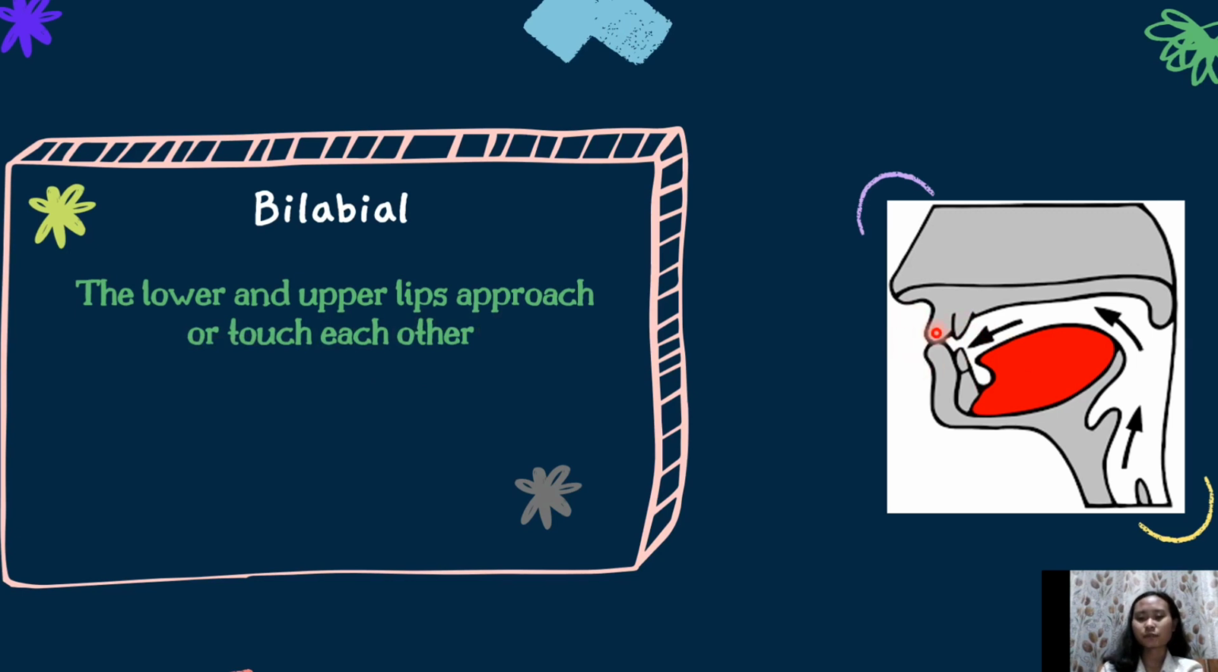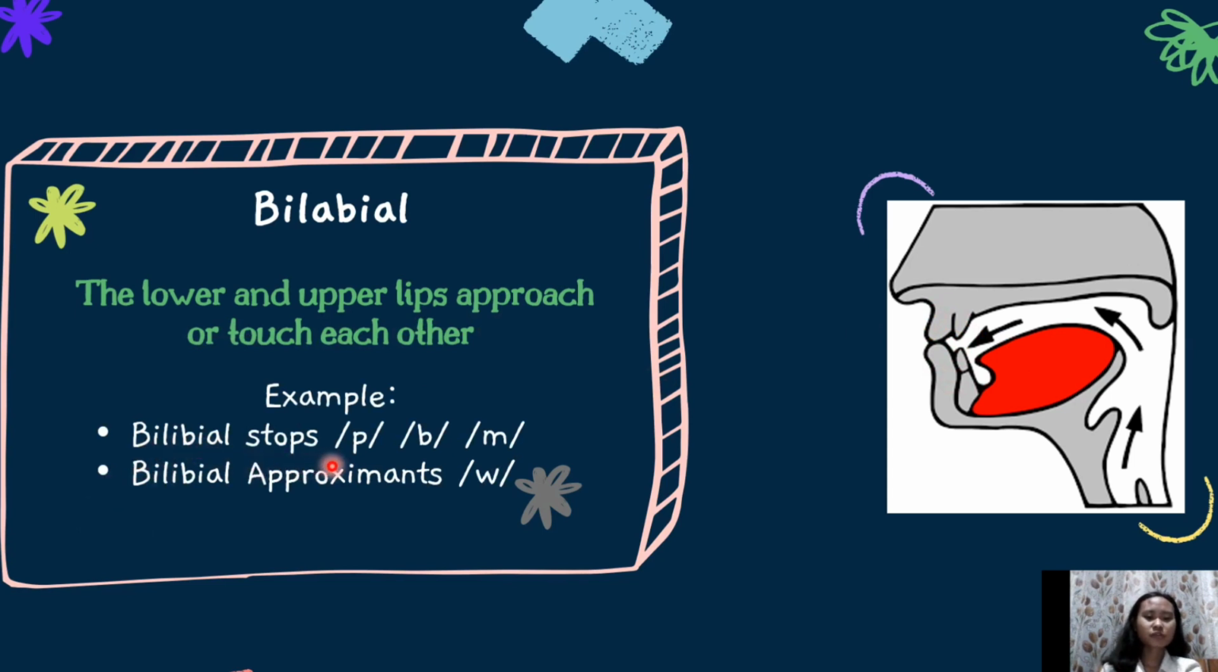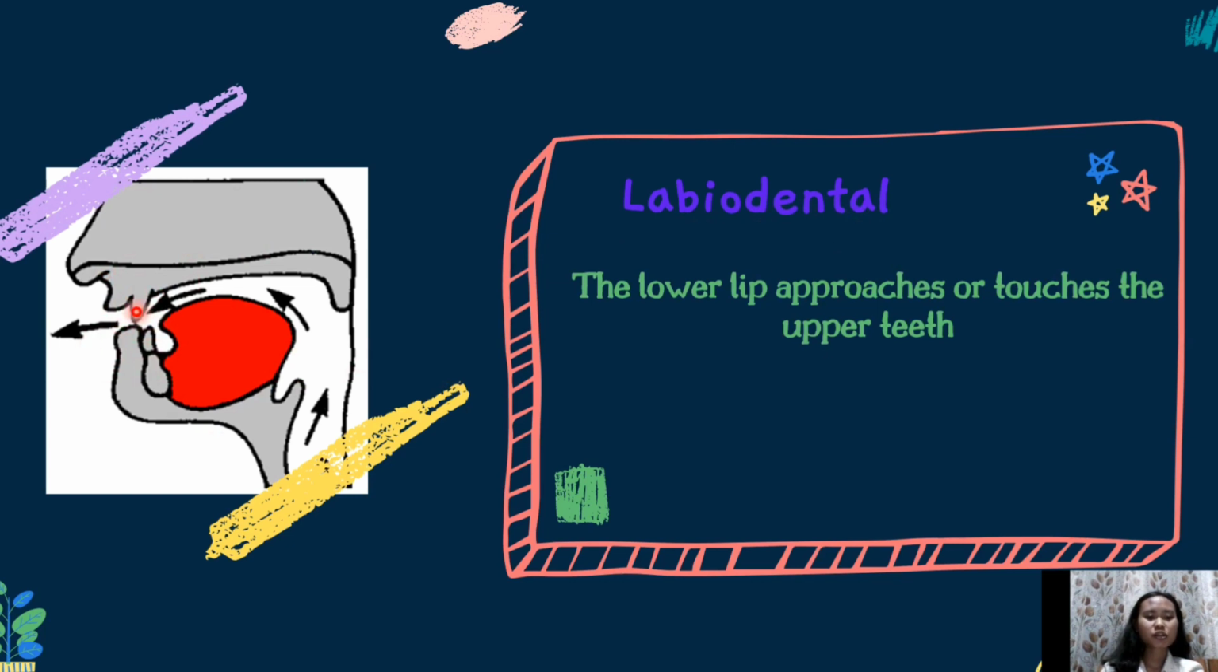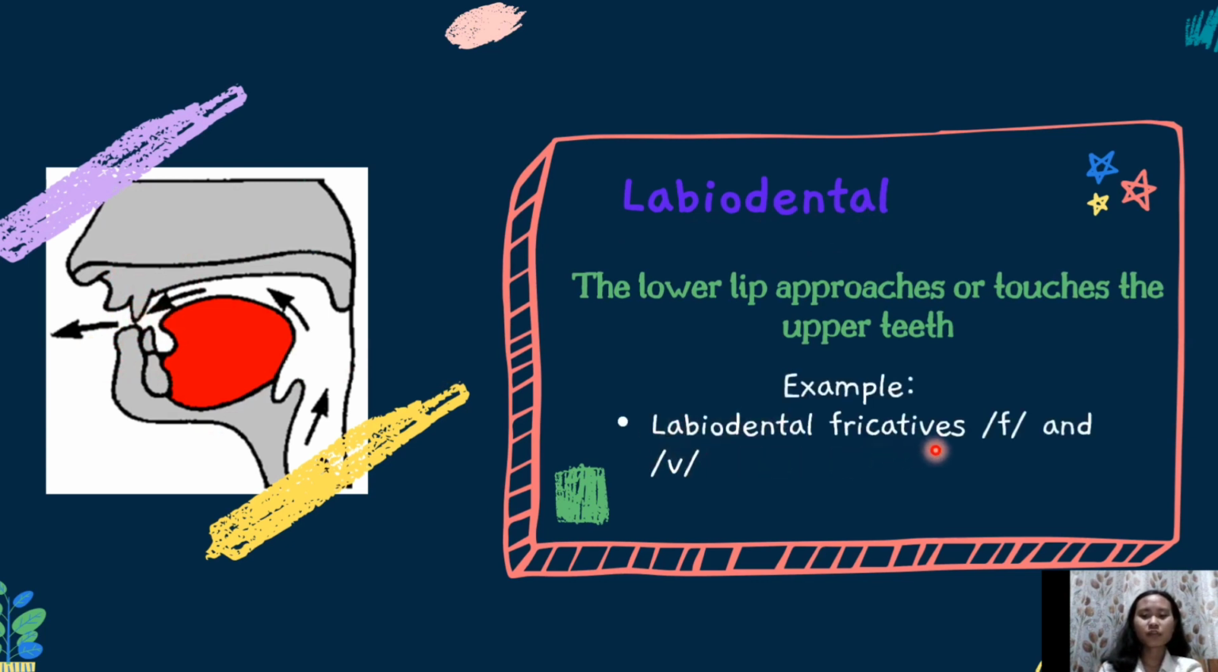As we can see in this picture, the lips touch each other. For example, in bilabial stops, there are p and b. In bilabial approximants, there is w. Next, we have labiodental. Literally, it means lips and dental, or teeth. So, as we can see in this picture, the lower lip touches or approaches the upper teeth. For example, in labiodental fricatives, f and v.